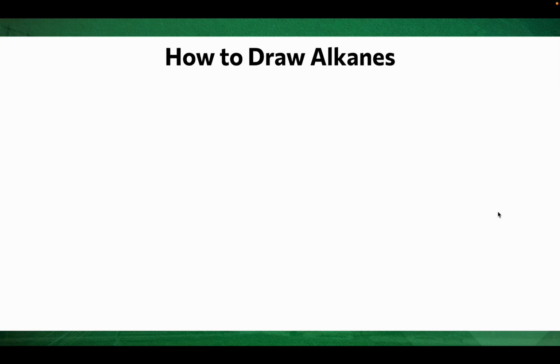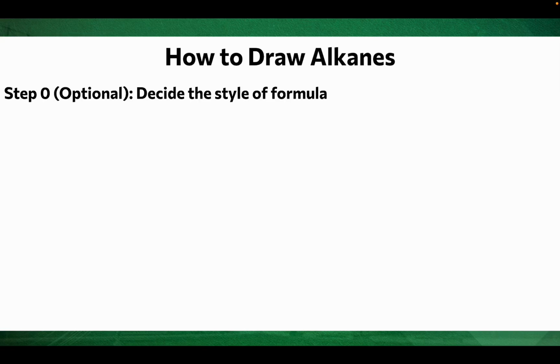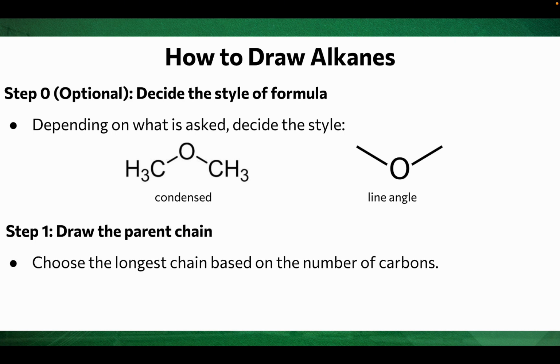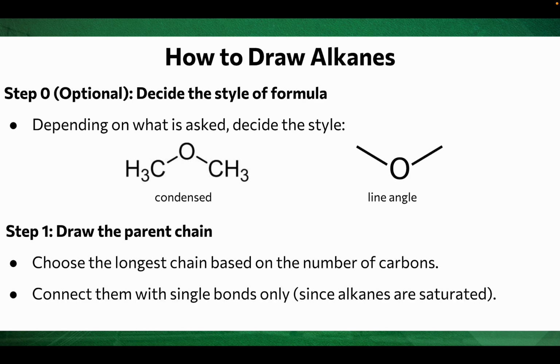Now, how do we draw alkanes? Step 1, or step 0 actually, you decide the style of the formula. Depending on what is asked, you decide the style, condensed or line angle. Next step, or step 1, is to draw the parent chain. Choose the longest chain based on the number of carbon atoms. Again, you will see that in the name. Then you connect them with single bonds. Since alkanes are saturated, we only use single bonds.